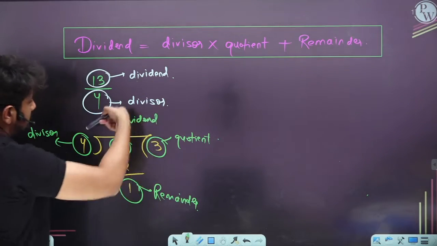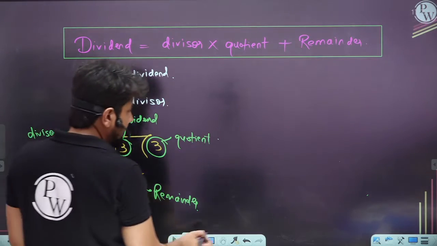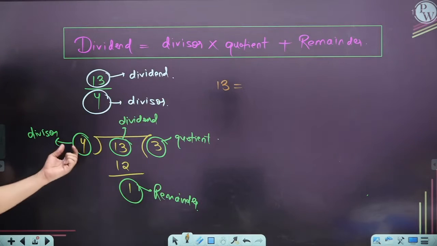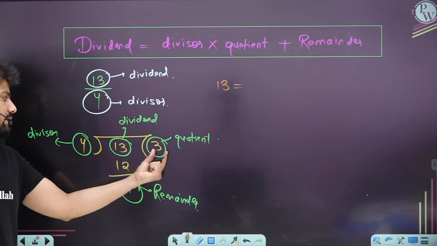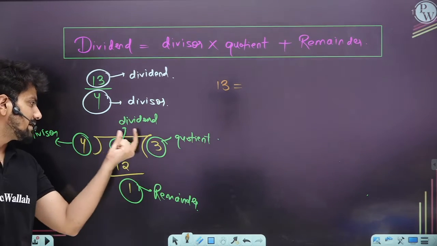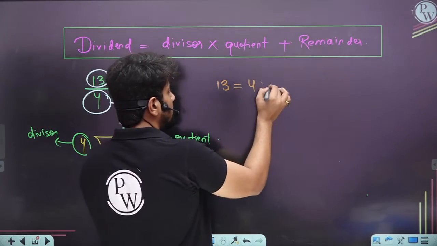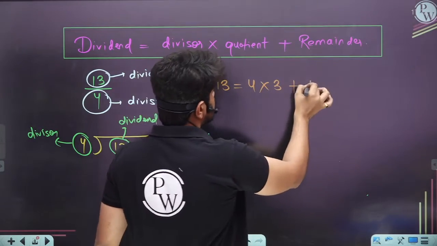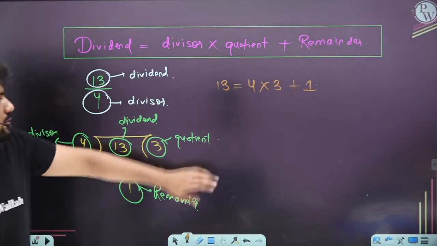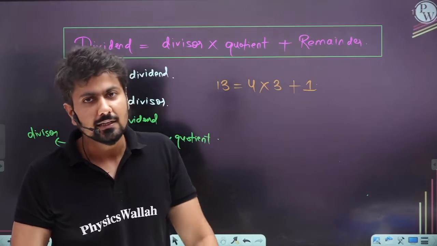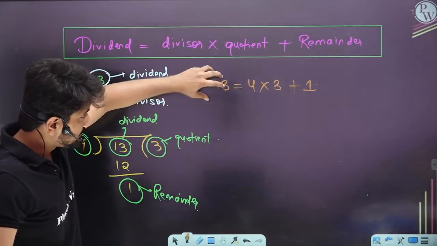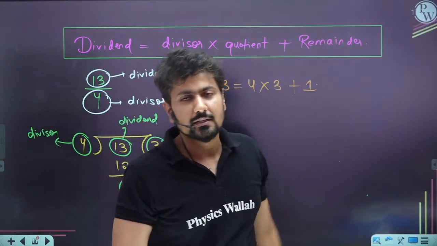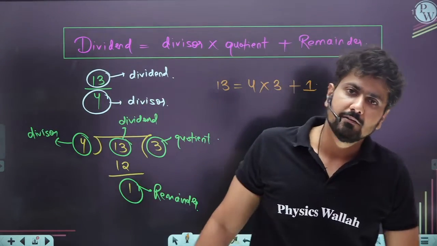So is this working? Yes. Dividend, which is 13, is equal to divisor multiplied by quotient, which is 4 into 3, plus the remainder. Remainder is 1. Yes, this thing is working. 13 is equal to 4 3s are 12, 12 plus 1, that is 13. So dividend is equal to divisor multiplied by quotient plus remainder. That's the thing. Right, everybody?